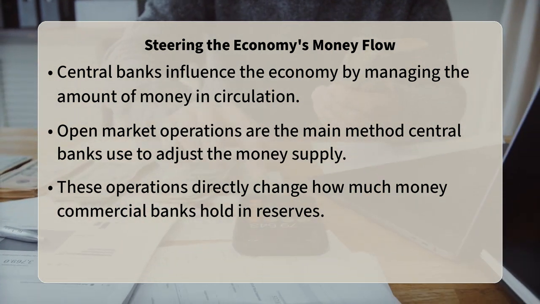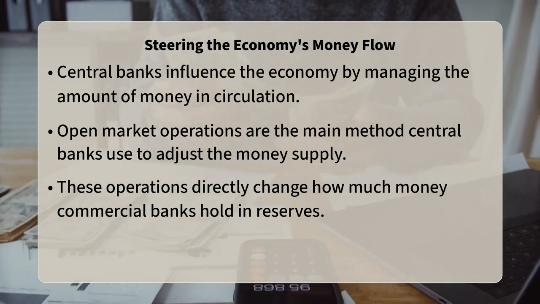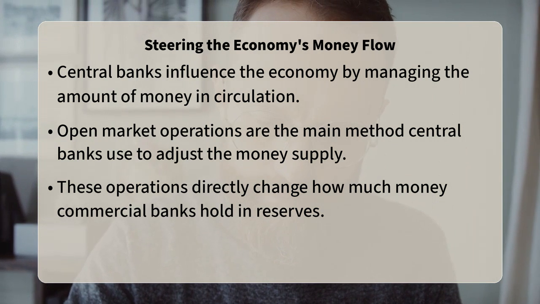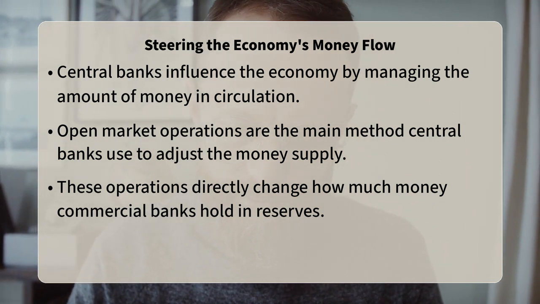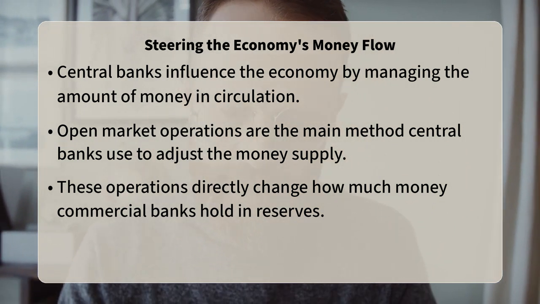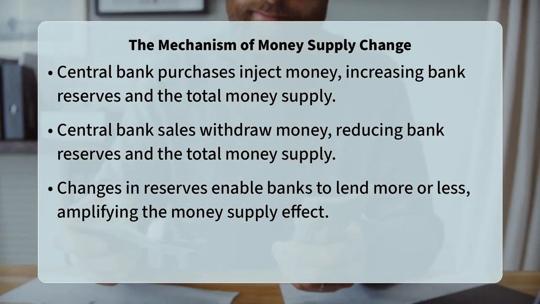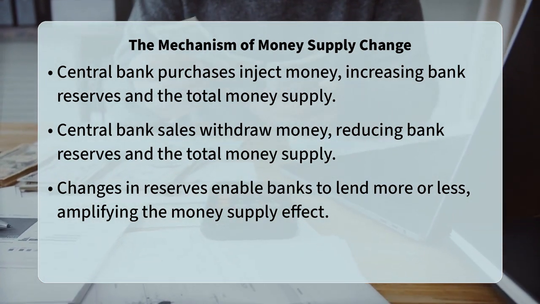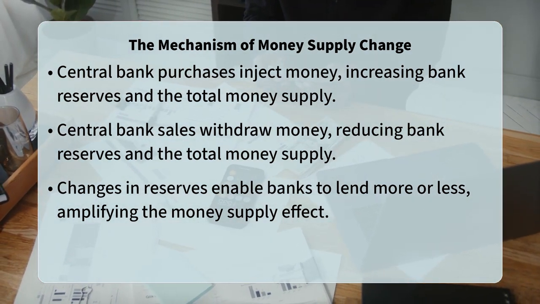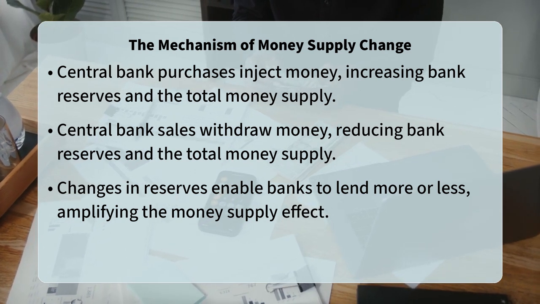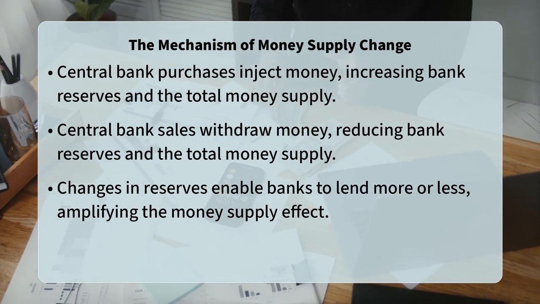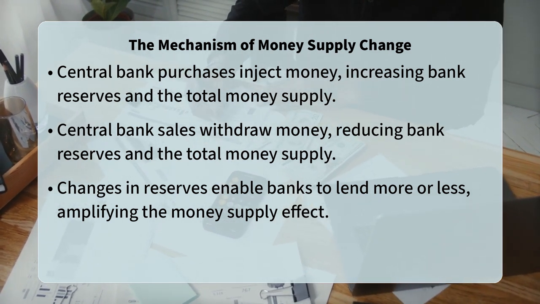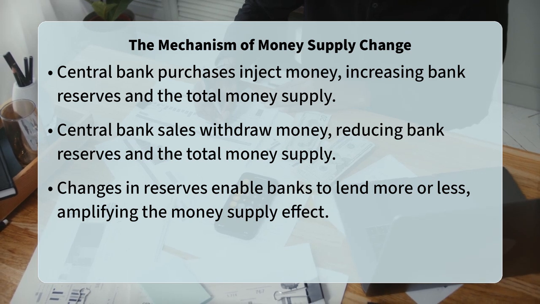Conversely, when it sells government securities to banks, it withdraws money from the system, thus decreasing the money supply. This powerful effect stems from the core principle of fractional reserve banking and the relationship between reserves and lending. When the central bank purchases securities, it pays by crediting the selling bank's reserve account. These increased reserves allow banks to make more loans, as they now have excess reserves above their required amount. Each new loan creates a deposit, which then enables further lending through the money multiplier process, amplifying the initial injection.